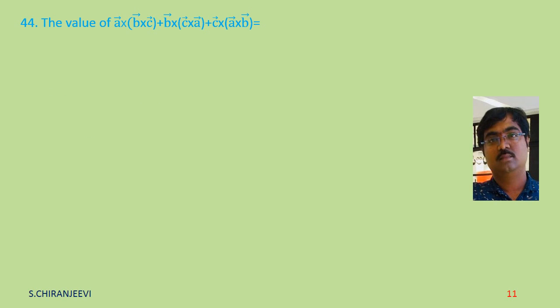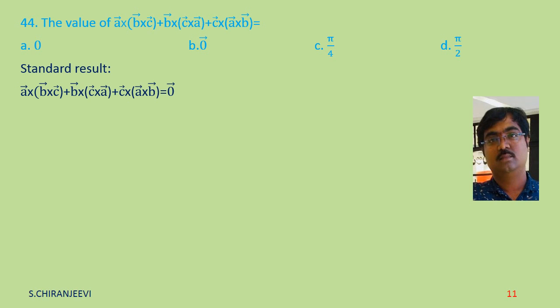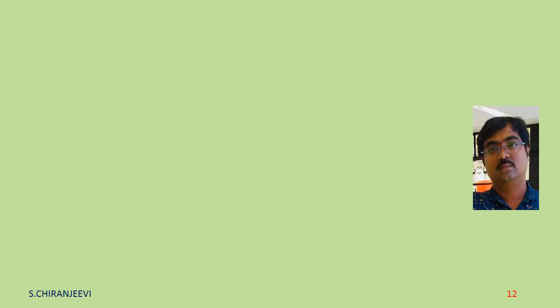So next 44th, the value of A cross B cross C plus B cross C cross A plus C cross A cross B equal to, options 0, 0 vector, pi by 4, pi by 2. So here if the answer is 0, you need to write 0 vector. So we have a standard result A cross B cross C plus B cross C cross A plus C cross A cross B equal to vector 0. So which is option B.